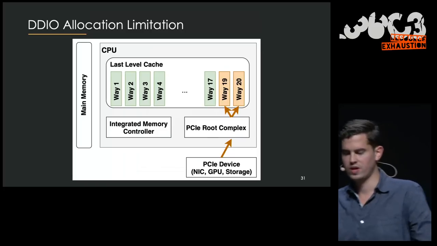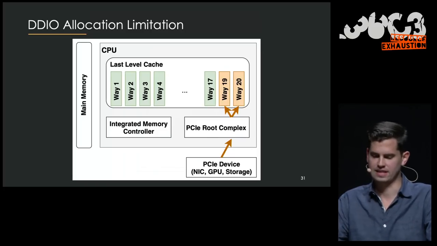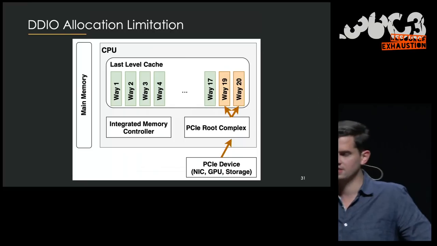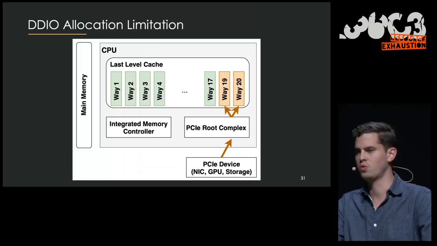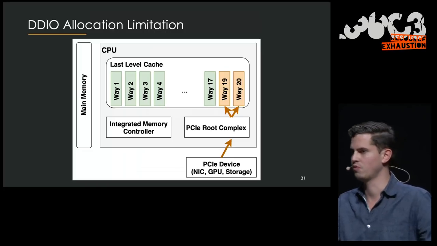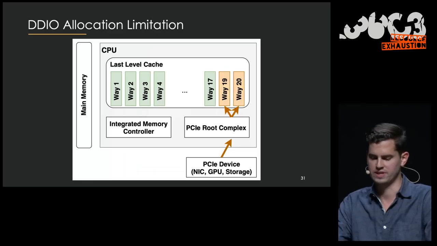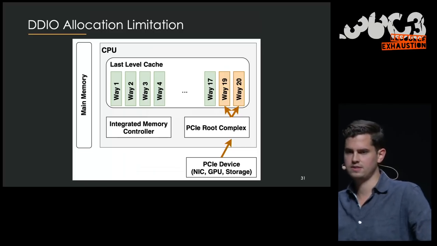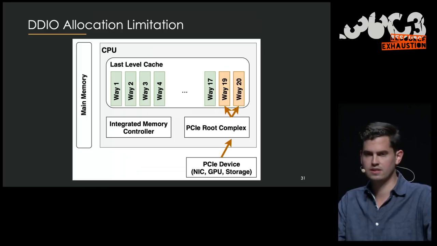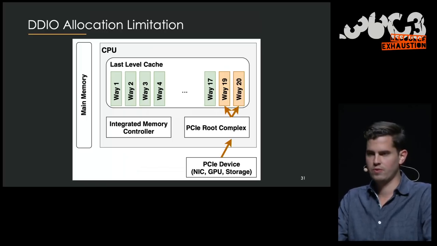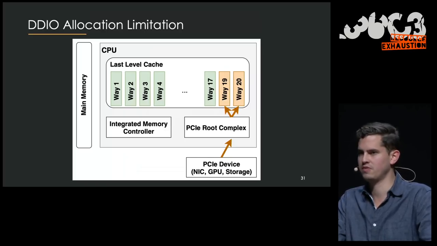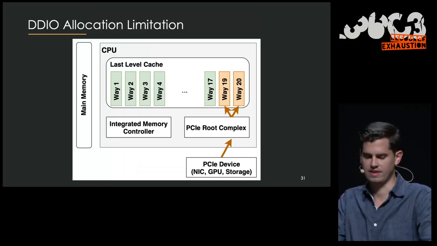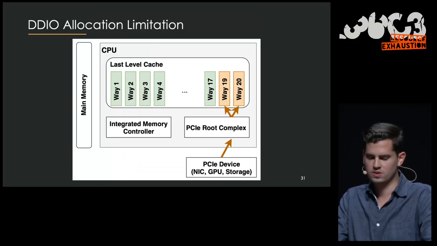Which brings us to the question, can we access the full last level cache? Unfortunately, this is not the case. DDIO has an allocation limitation of 2 ways, here in the example out of 20 ways, so roughly 10%. It's not a dedicated way, so the CPU still uses it, but we would only have access to 10% of the CPU's cache activity in the last level cache. So that did not work so well for a first attack.